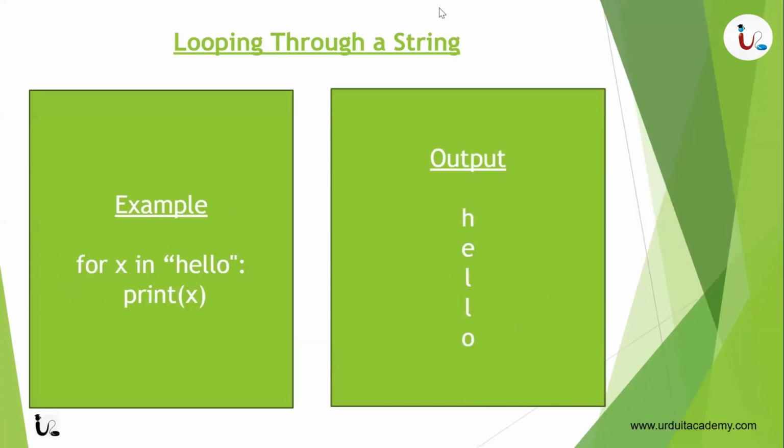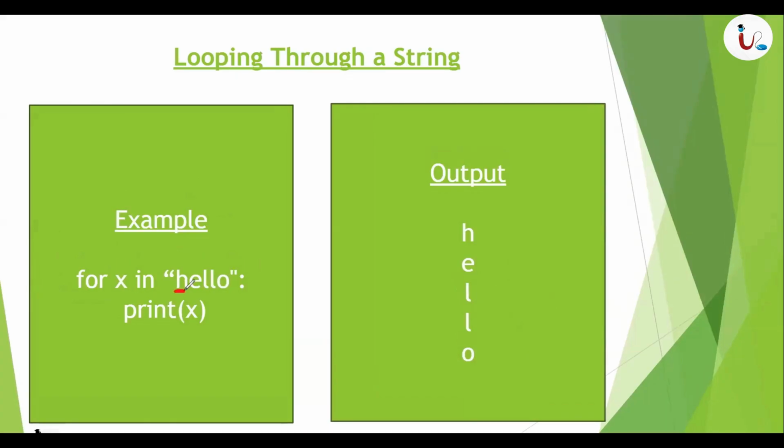Now the next example, the for loop iterating through a string. Here you can see for x in "hello". Hello is a string. That's why it's in the double quotes. In the next line, print x. So what happens is that the variable x will be pointing to the first letter in hello, which is H. That's why it is printing H. Next time it will be pointing to the second letter E, then L, then again the next L, then O. So it will be printing each letter at a time.